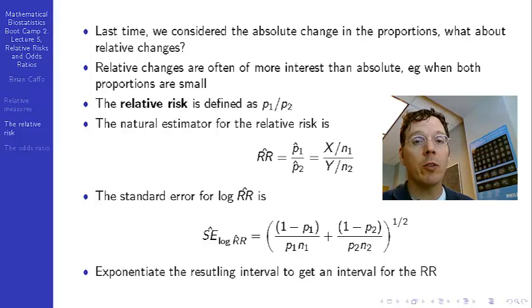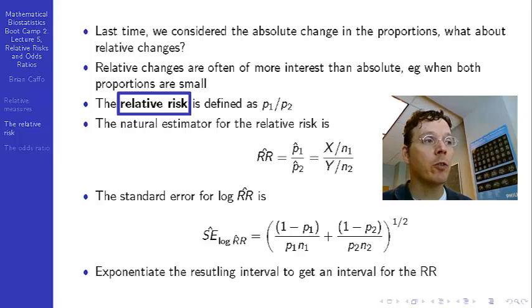Well, the most obvious thing to do in the case of proportions is to define the relative risk, which is simply one of the proportions divided by the other. And then, of course, it doesn't matter which one you put in the numerator and which one you put in the denominator, as long as you remember what you did.